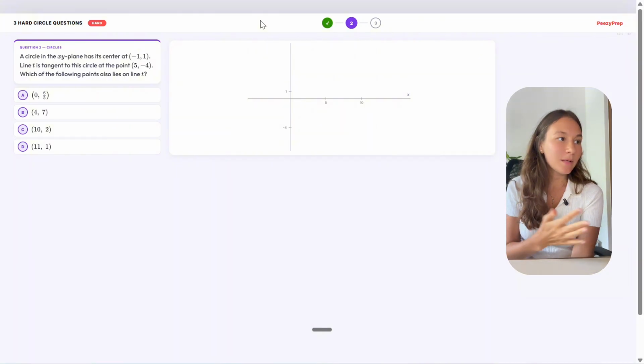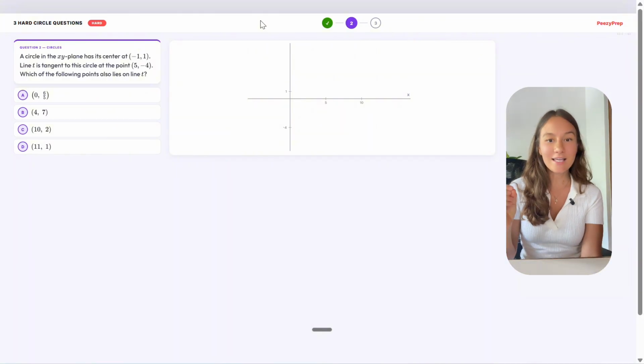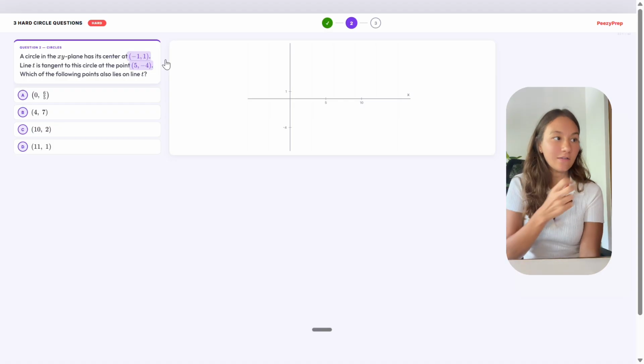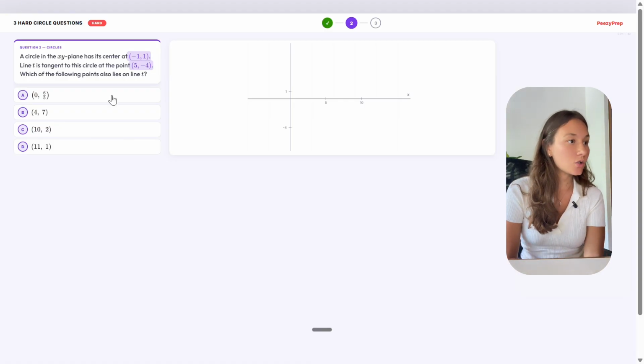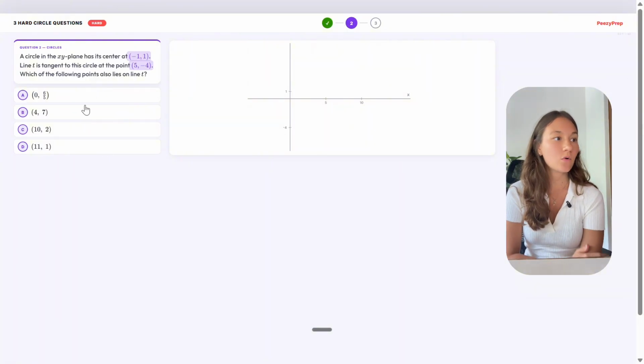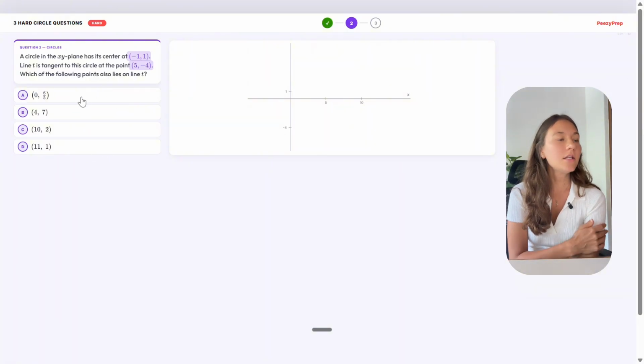Okay, so our second problem is a circle in the xy plane has a center at negative 1, 1. Line T is tangent to the circle at 5, negative 4. Which of the following points also lies on line T? So my answer choices are coordinates, and I'm supposed to figure out which of the coordinates are on the tangent line. Well, let's draw this out for ourselves.